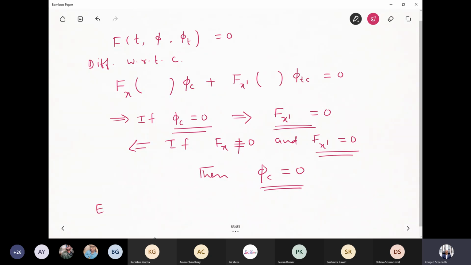So for the envelope equation, we need not actually find the one parameter family. We can solve f equals 0, fx not equal to 0 and fx prime is 0. That also satisfies the envelope. So let's see how this works for some examples.